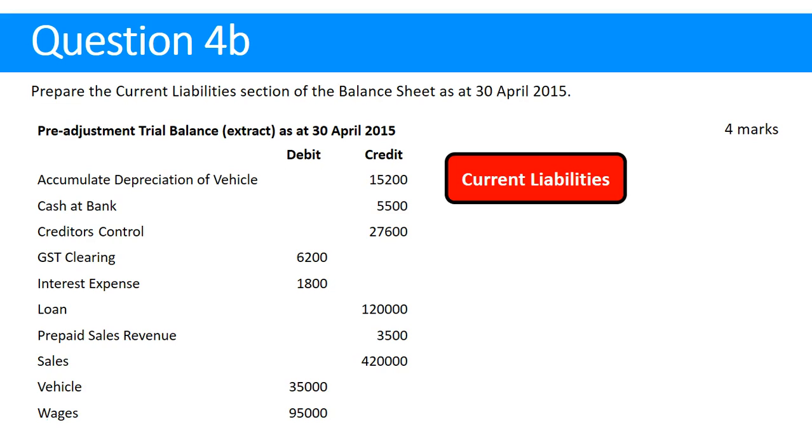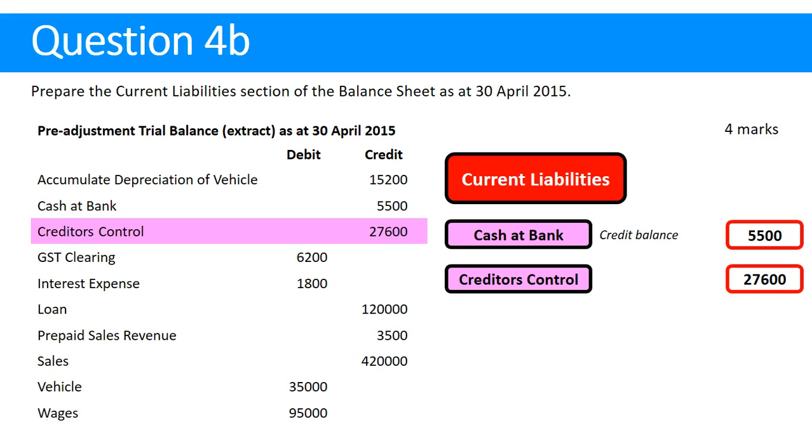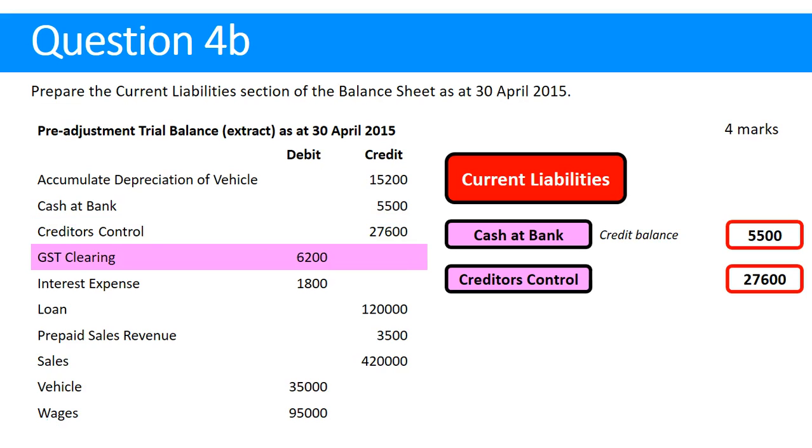If we go from the top, the first one that might be a liability is cash at bank. Sometimes cash is an asset, sometimes it's a liability. In this case, it's got a credit balance, so we're going to put that in. Next, we have Creditors Control. Obviously it has a credit balance, so that will be in our list. We've got GST Clearing. Usually we look at it and think that's definitely going to be a liability, but because it has a debit balance, we're actually not going to put that in at all.